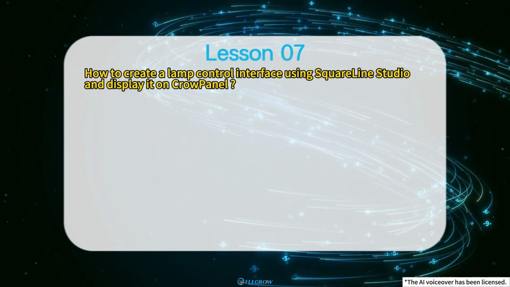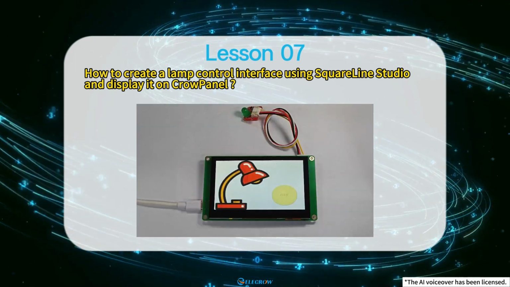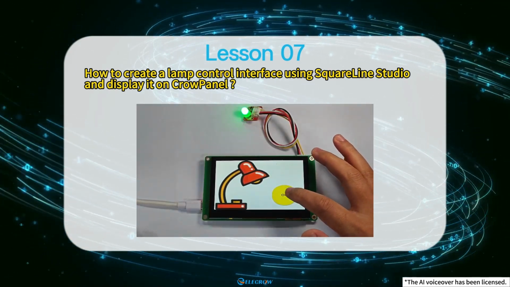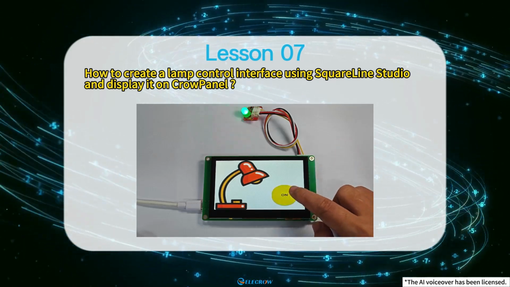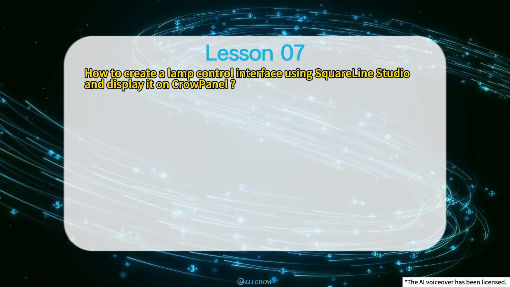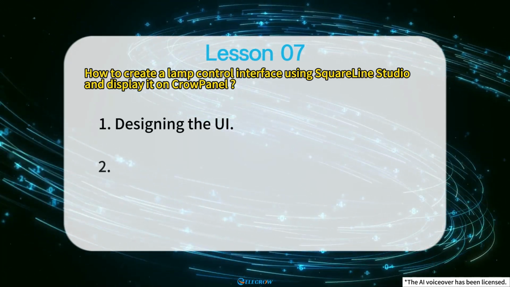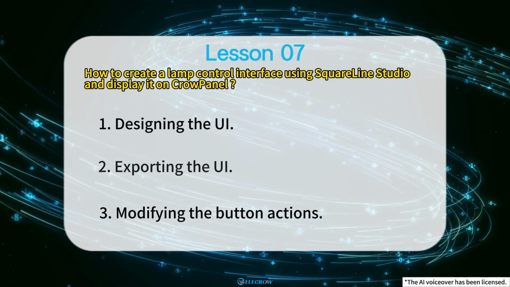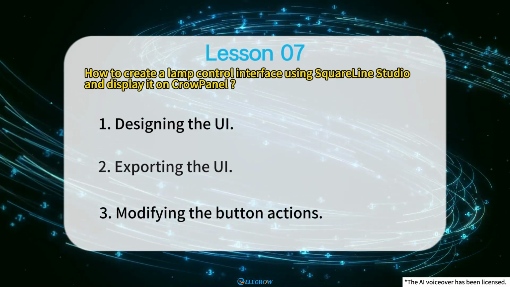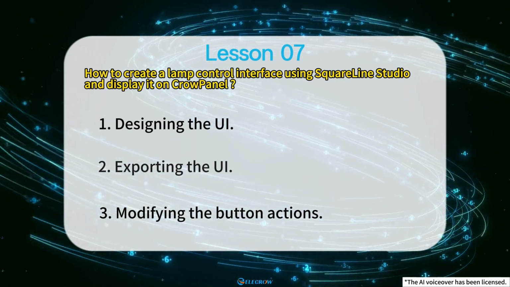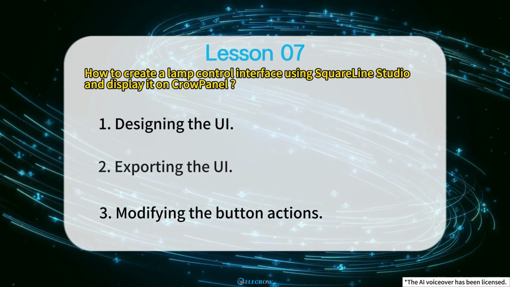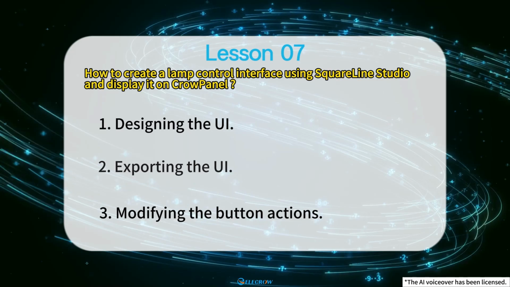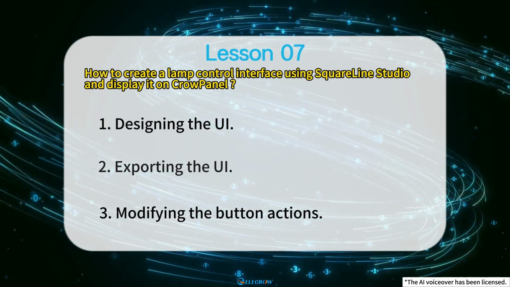In this session, I'm going to show you how to create a lamp control interface using Squareline Studio and display it on CrowPanel. The process will be divided into 3 parts: designing the UI, exporting the UI, and modifying the button actions. If you haven't installed Squareline Studio yet or are not familiar with its usage, please first go through the content of the previous lesson. Without further ado, let's dive into my demonstration.